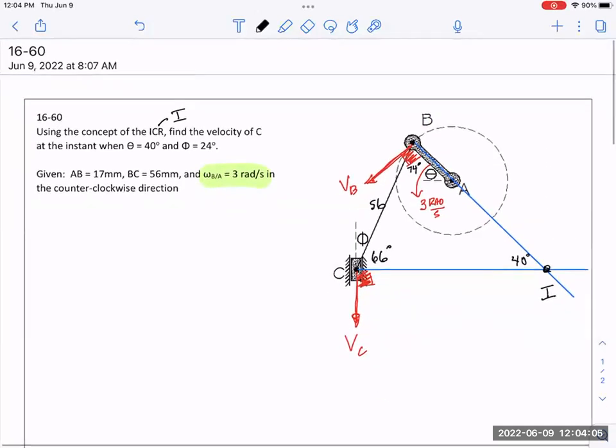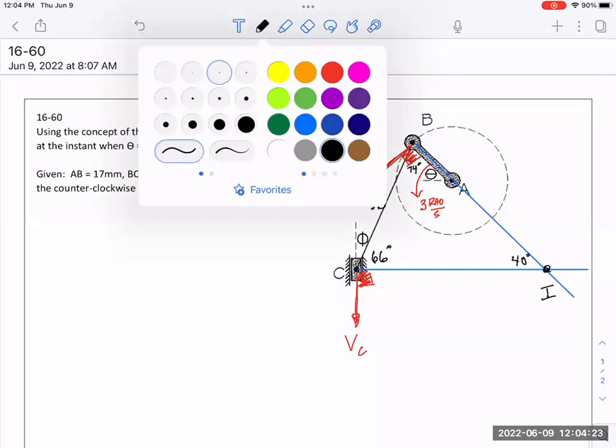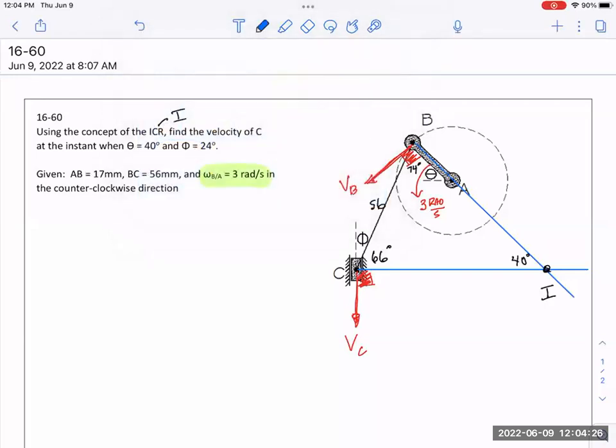But the one thing about this is I don't know either velocity this time. I don't know the velocity of B or the velocity of C. You got to know one to get to the other one. But remember, the trick to that is the fact that I do know that rotational speed right there. And since velocity is equal to rotational speed times radius, then if I know that rotational speed is 3, and I know the radius of the crank arm AB is 17, then that means that velocity is actually 51.